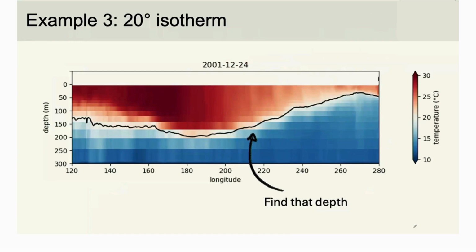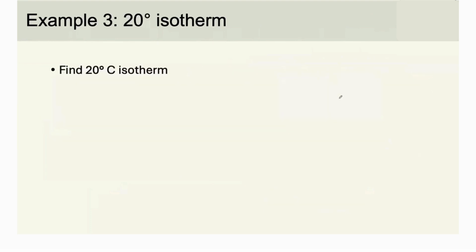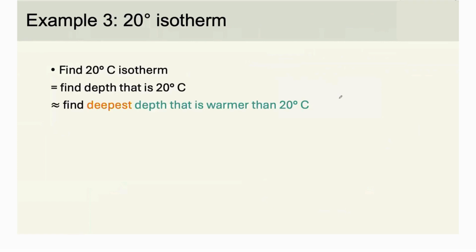So just trying to calculate the depth of 20 degrees, which if you look at it, you can kind of draw it on, or if you were using a for loop, you could step through, is this depth above it or not? What about now? But we're trying to do it with Xarray in a parallelized sense. So 20-degree isotherm can be rephrased as the depth that is 20 degrees. And if we're going to take that another step further, it's pretty much the deepest depth warmer than 20 degrees.